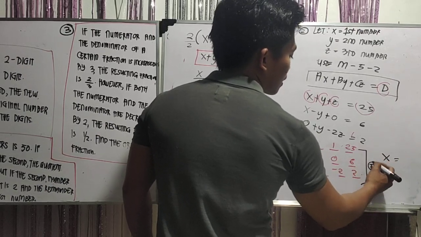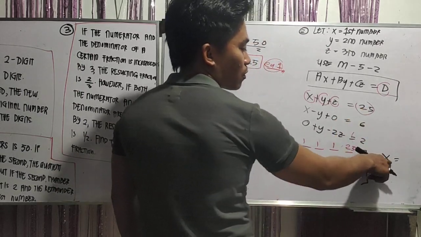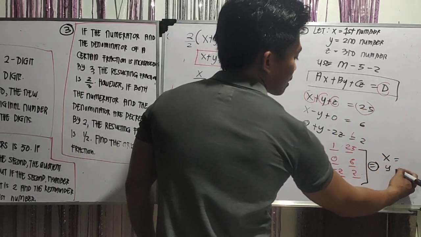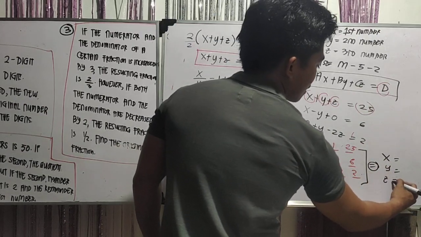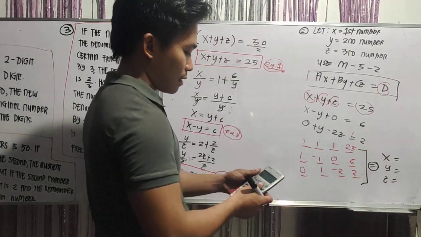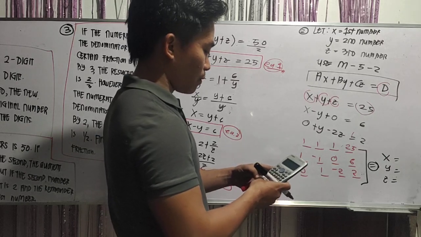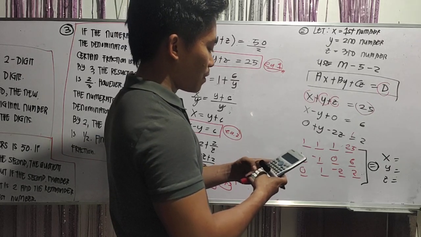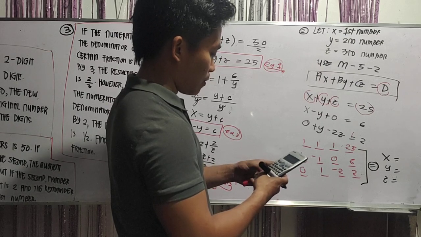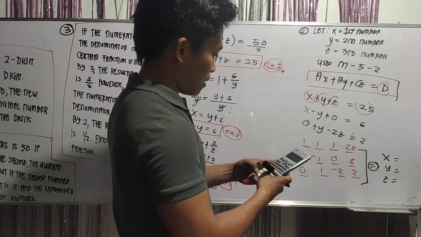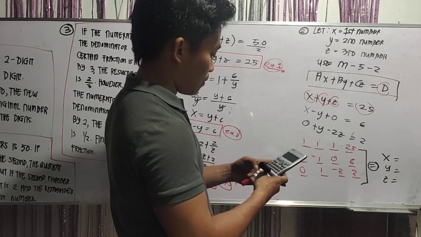Pindutin mo yung equals. Okay? Yung unang pindot mo, bibigay niya sa iyo yung value ng x. Second pindot mo, bibigay niya sa iyo si z. Okay? So what is that? Try. Mode 5, 2. 1, 1, 1, 25. 1, negative 1, 0, 6. 0, 1, negative 2, 2.